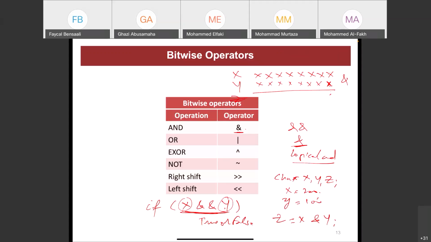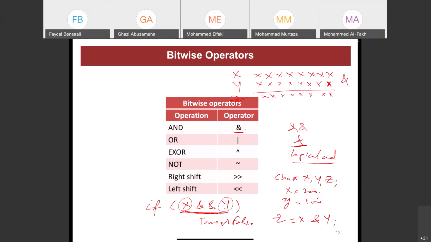First bit with the first bit, second bit with the second bit, third bit with the third bit, and so on. This is what will happen. Is this clear? So the value of Z is the result of the logical AND of X and Y.